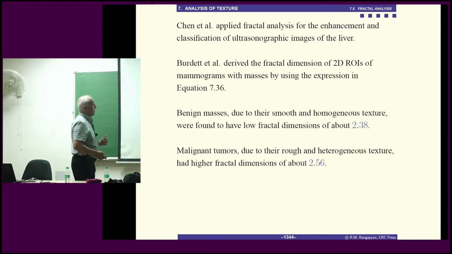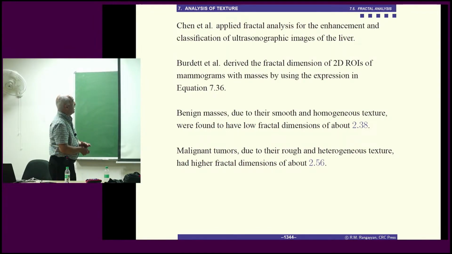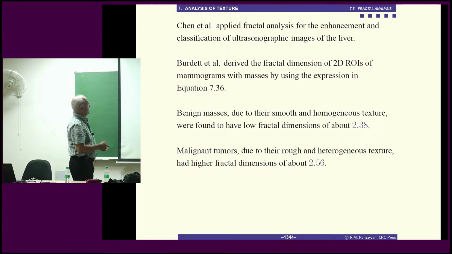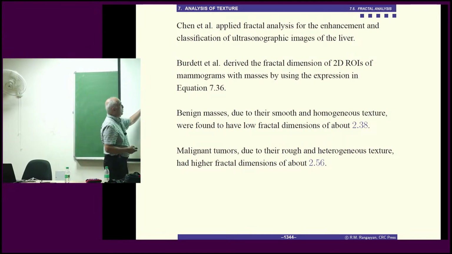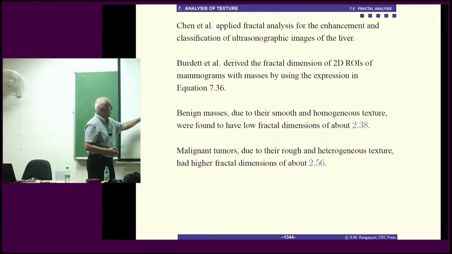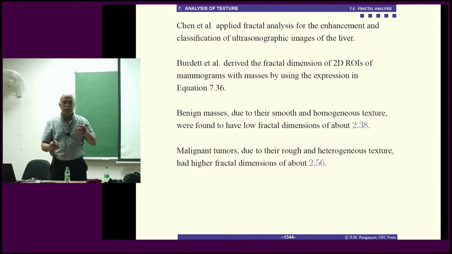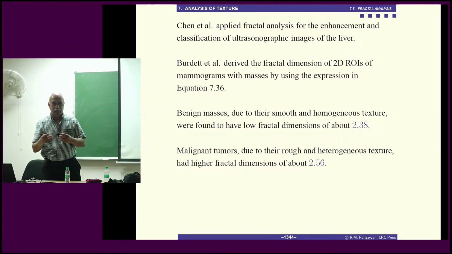So there have been many applications in medical imaging and image processing. Chen applied fractal analysis for the enhancement and classification of ultrasonographic images of the liver, and there are many. Benign masses have been modeled as smooth homogeneous texture, malignant as rough and heterogeneous, and they have higher fractal dimensions. But the difference is not that much. They have to be between 2 and 3. So the difference is like 2.4 to 2.5. Is that enough for pattern classification? It depends upon their variance also.